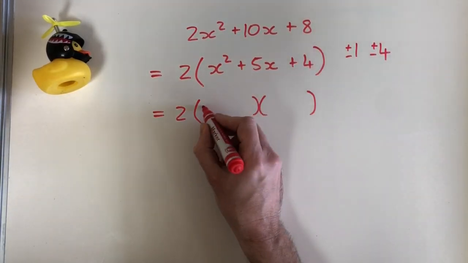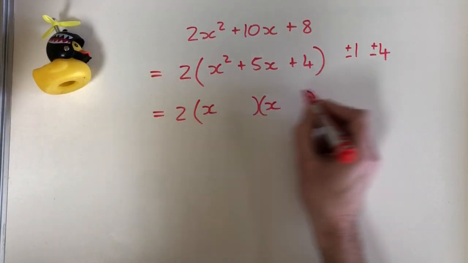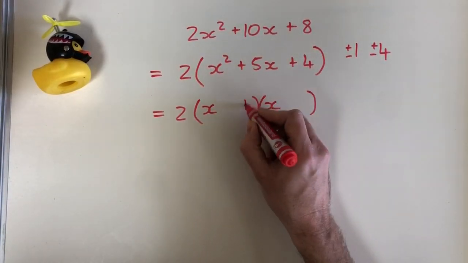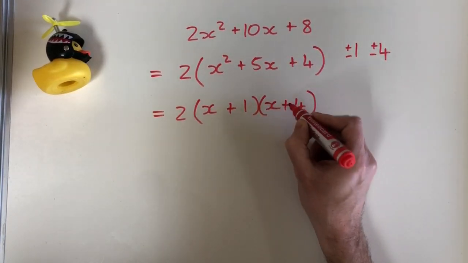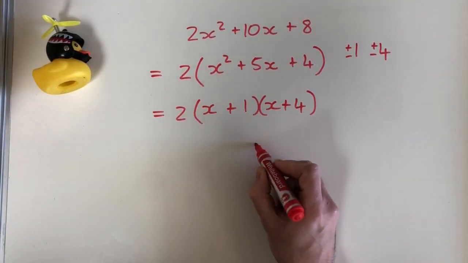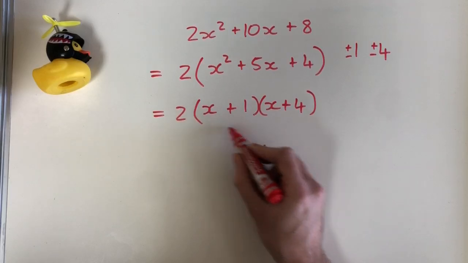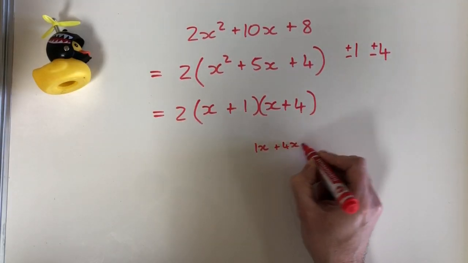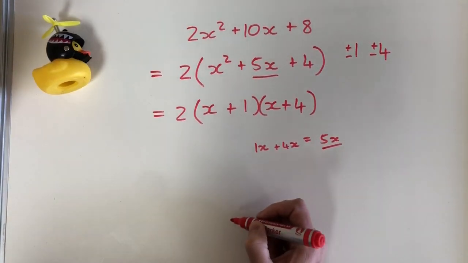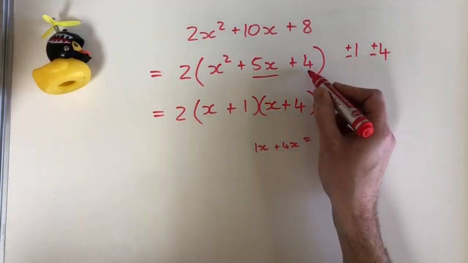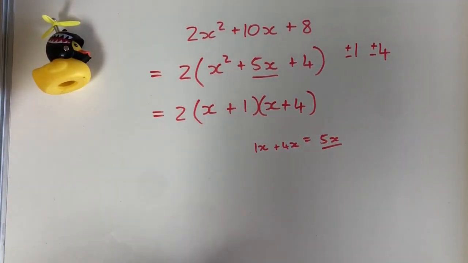So in this case, I put the x's in front like I usually do. And then I know the 1 and the 4 will work, and both have to be positive, because if I multiply these two, I get 1x, and if I multiply those two, I get plus 4x. If I add those, I get 5x, which is that 5x. And the 1 times the 4 gives the 4, and the x times the x gives the x squared.